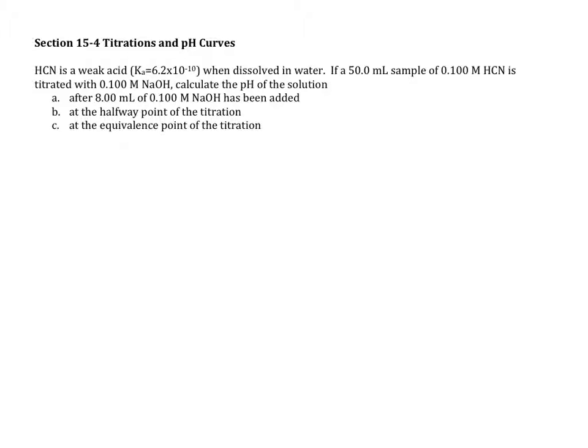So we have HCN, hydrocyanic acid, which is a weak acid, and we're going to titrate that with NaOH, sodium hydroxide, a strong base. So this is a weak acid, strong base titration. We're going to calculate the pH of the solution at 3 different points along the titration.